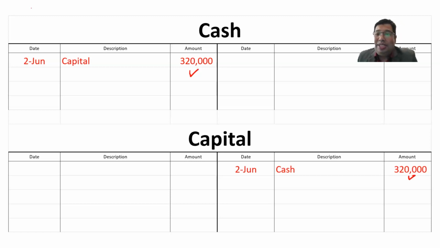But that information is not enough. We need to put the date. We received the cash on 2nd June, and this cash comes from capital given by the owner. For the capital account, we're going to put the date. The capital was given on 2nd June. What is the form of this capital? This capital is in the form of cash.